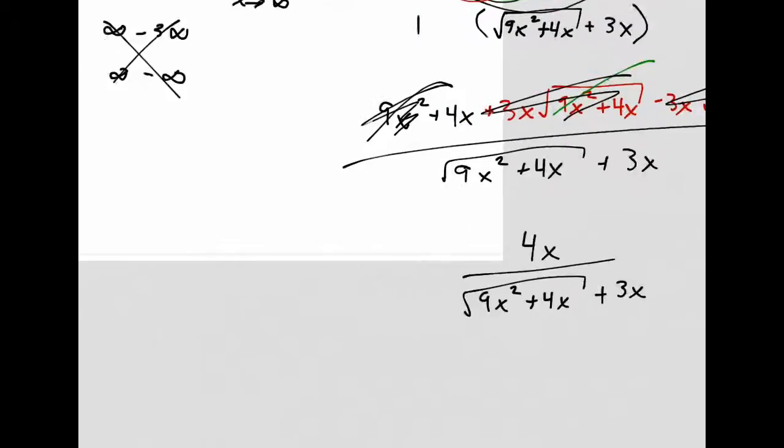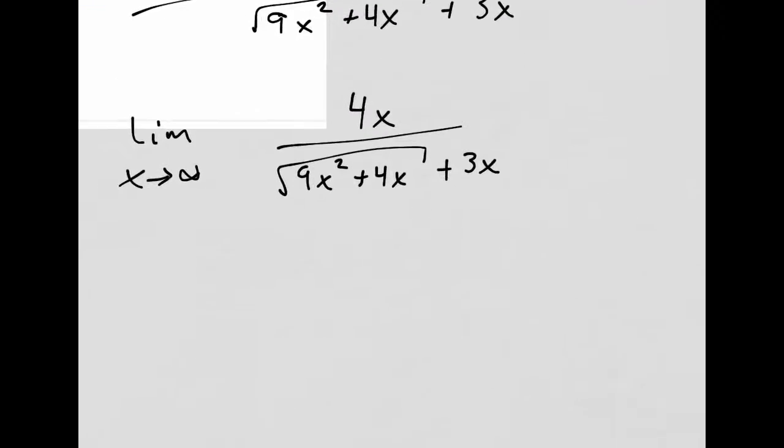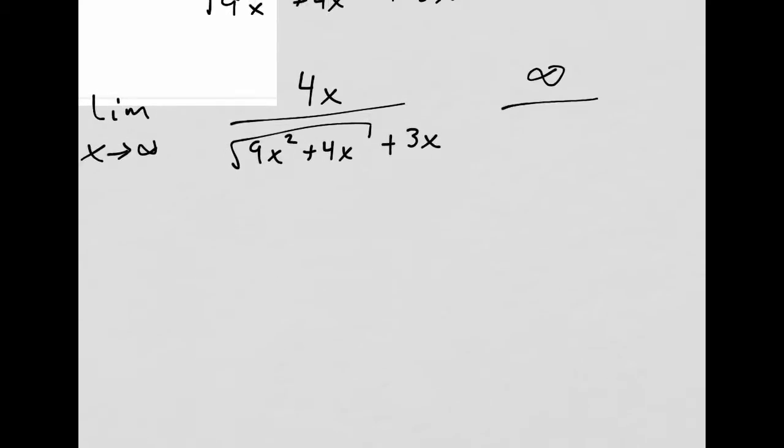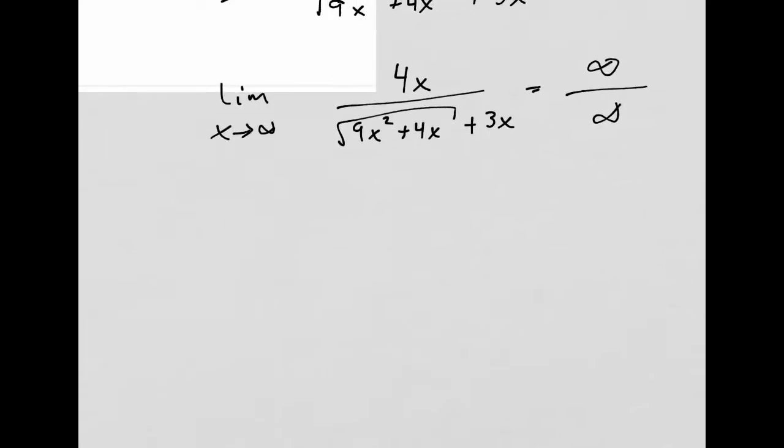Okay, so let's evaluate the limit now. As x approaches infinity, so we put in infinity. We get infinity on top, and then we get infinity squared plus infinity, infinity on the bottom. It's still an indeterminate form.